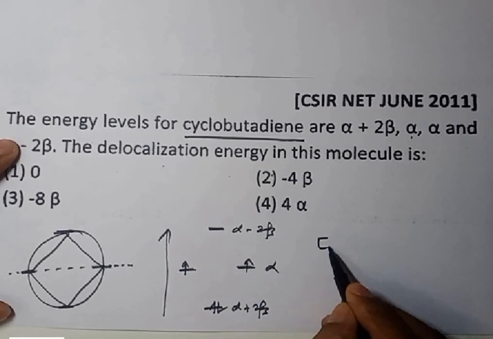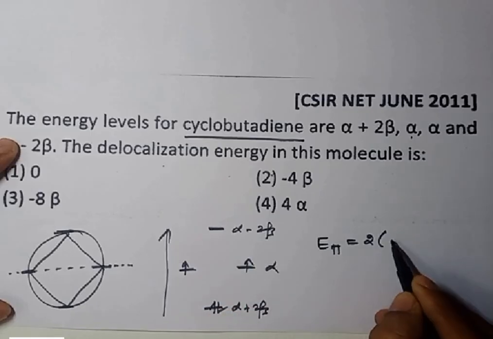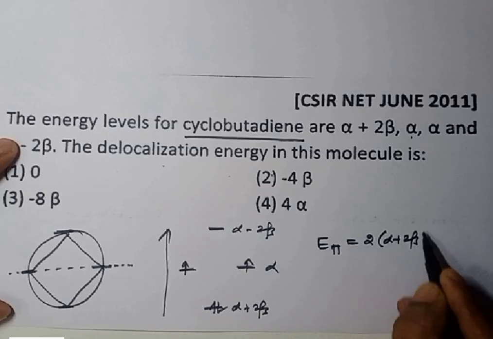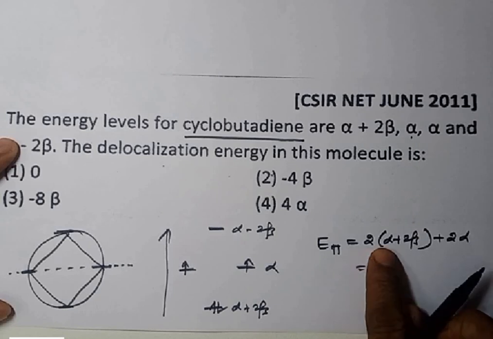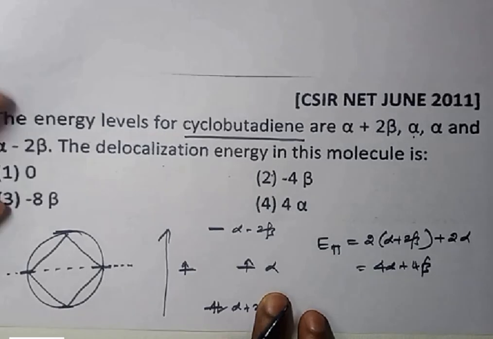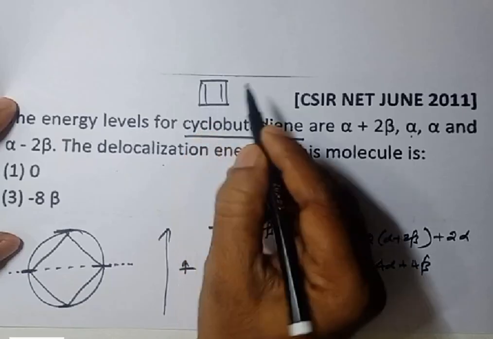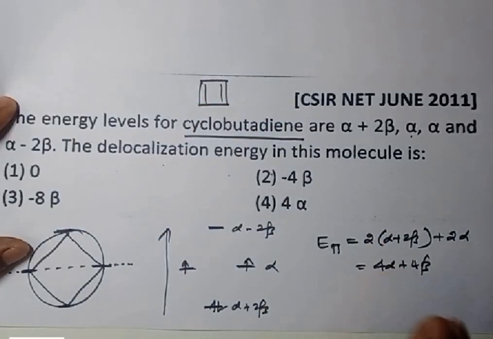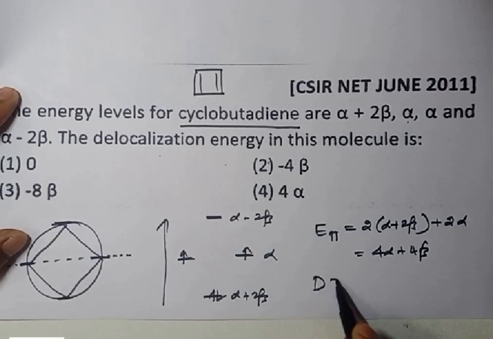What is the pi electronic energy? These 2 electrons have energy alpha plus 2 beta, so 2 into alpha plus 2 beta, and these 2 electrons have energy alpha. So we get 2 alpha plus 2 alpha, which is 4 alpha plus 4 beta. This is the pi electronic energy of cyclobutadiene, the ground state pi electronic energy, 4 alpha plus 4 beta. What is the delocalization energy? That's the question.